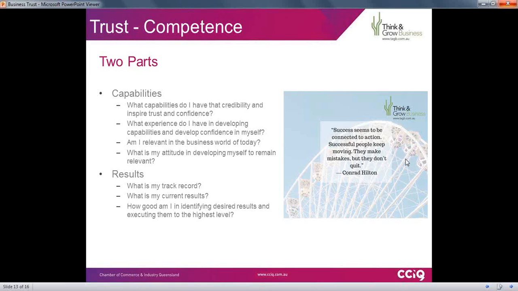The last part is about results. What's my track record? What are my current results? You may have had a fantastic track record for the first 10 years of your business, and your current results have been a decline ever since. So look at your current results, not just your track record. Current results are quite an important factor in building that competence and credibility around yourself.